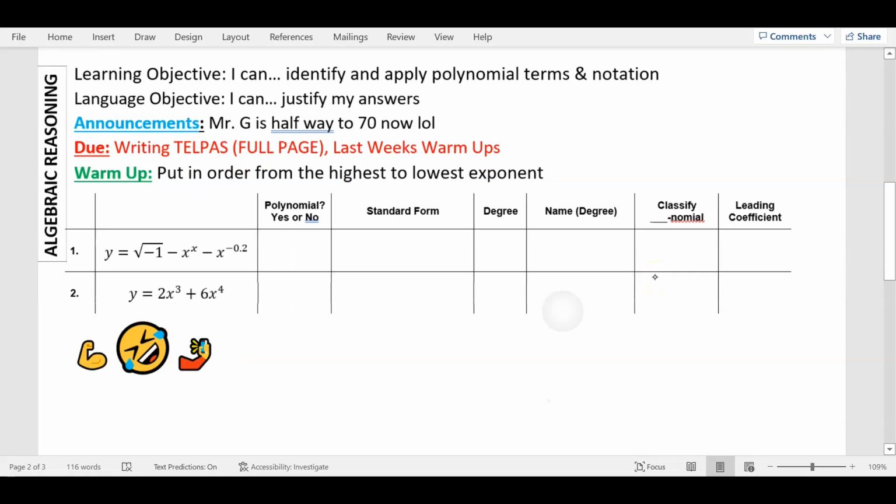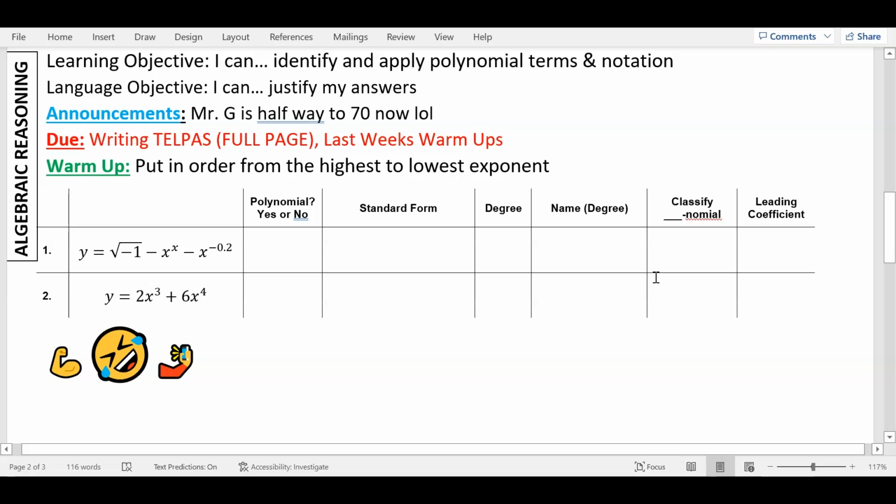Here's our warm-up for the day. It says I can identify and apply polynomial terms and notation, and you want to be able to justify your answers.